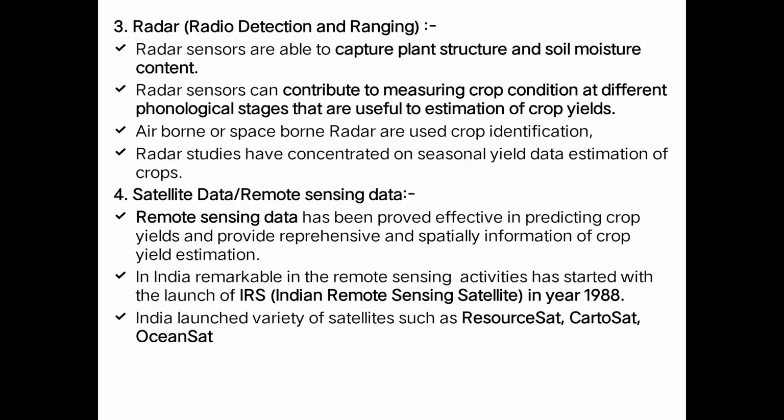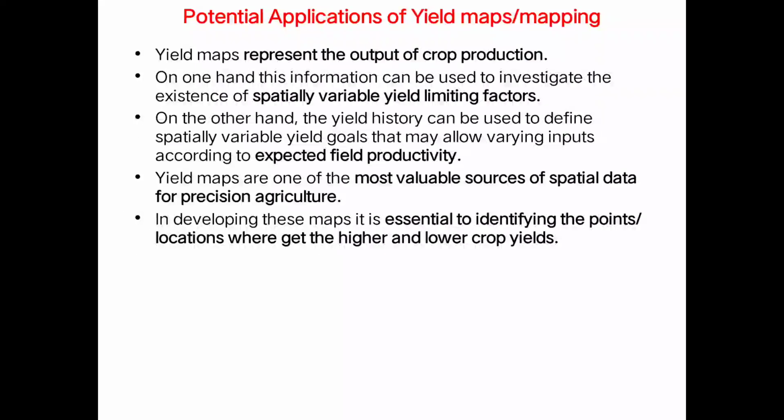Then fourth approach, that is the satellite data or the remote sensing data. The remote sensing data has been proved effective in predicting the crop yield and provide the representative and the spatially information of the crop yield estimation. Then in India, remarkable remote sensing activities started with the launch of IRS, that means the Indian Remote Sensing satellite, in the year 1988. The India launched a variety of satellites such as the ResourceSat, Cartosat and the OceanSat. So these are the four important approaches or the techniques which are used in the yield monitoring.